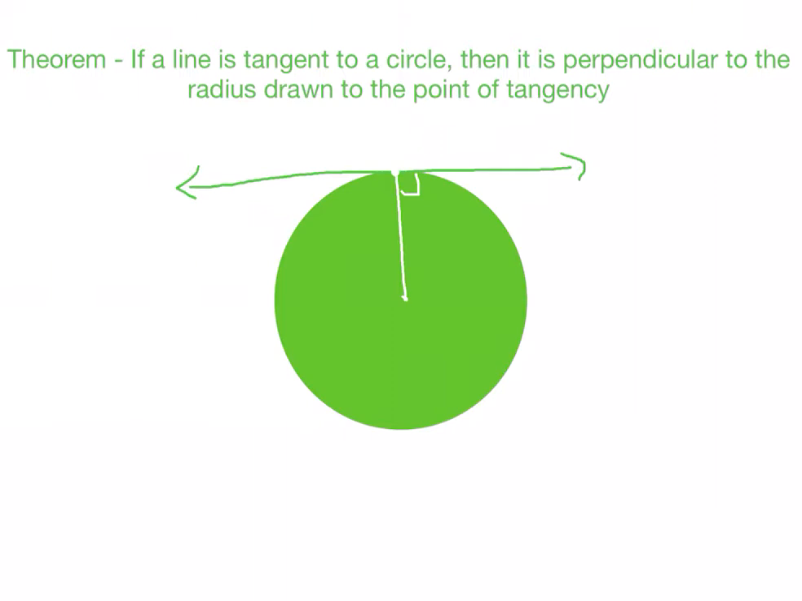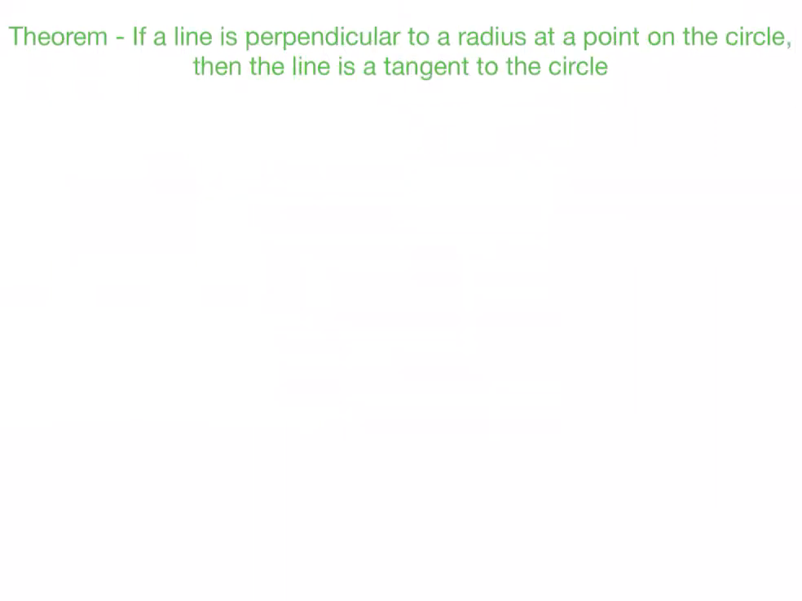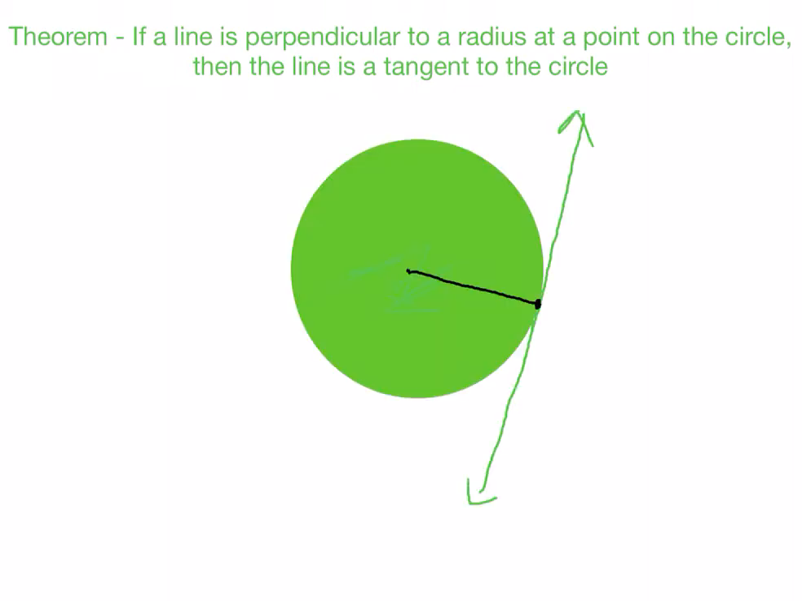We have another theorem that says if a line is perpendicular to a radius at a point on the circle, then the line is tangent to the circle. Notice, this is simply the converse of the previous theorem. So it may look like this. If we have a line, and we know that this line is perpendicular to the radius of the circle, then we can call this a tangent line. We know it's a tangent line, and that right there would be the point of tangency.